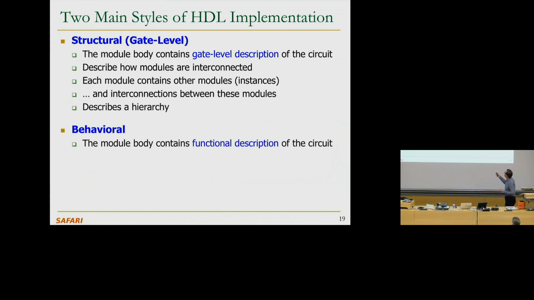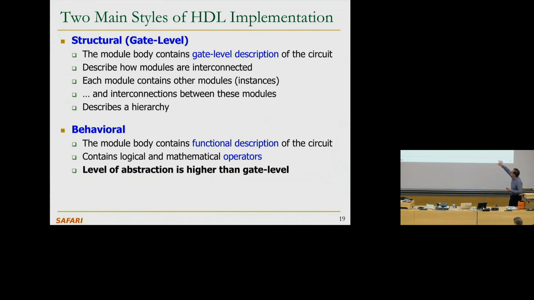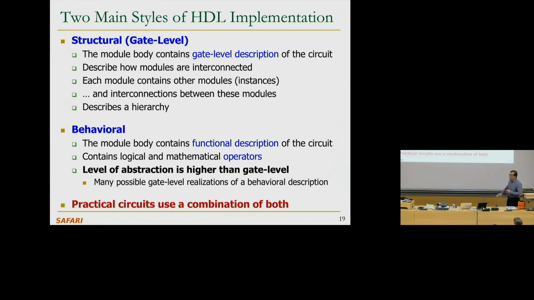Basically, the module body contains a functional description. We'll give examples of this. It contains logical and mathematical operators. For example, you can have equal signs. That equal sign is not a gate level description because there is no equal gate. You build the equals from gates, right? And in this case, the level of abstraction is much higher than the gate level. So there could be many possible gate realizations of a behavioral description. And practical circuits usually use a combination of both.